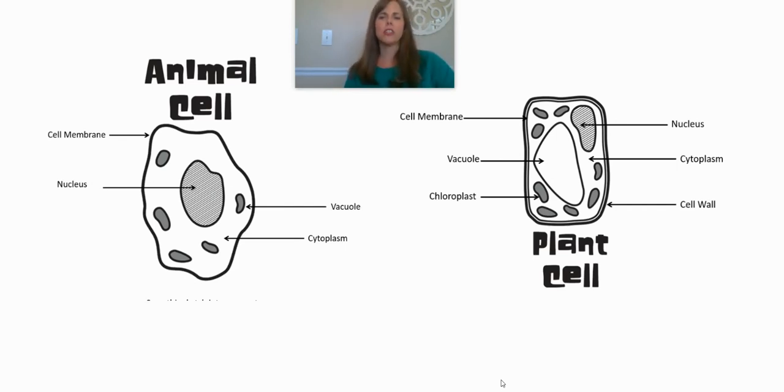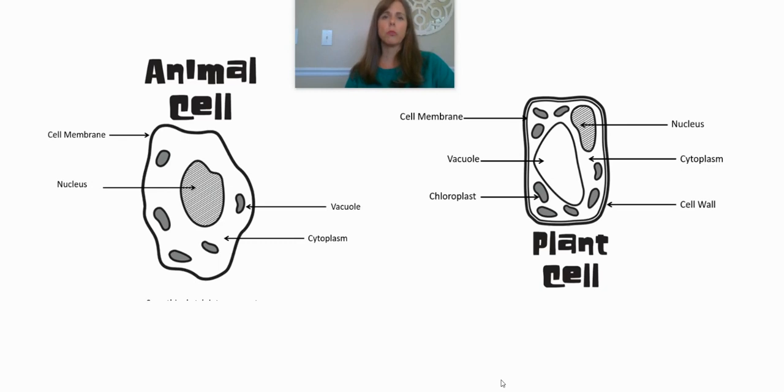Then we have the plant cell. So the plant cell is a little bit different. What gives a plant its structure is that rigid cell wall. And so plant cell has a cell wall, and animal cell does not. So a plant does not have a skeleton like you and I do to give us our shape. So the plant relies on that cell wall of each individual cell. The other difference is that it has a larger vacuole. So that vacuole is more central and it's larger. And it also has chloroplasts.